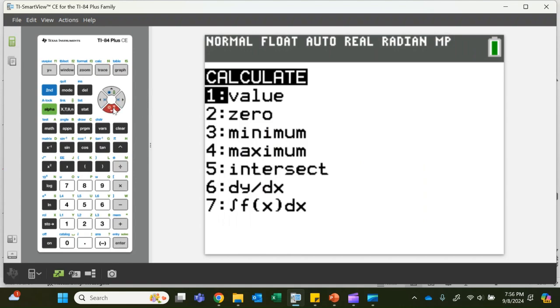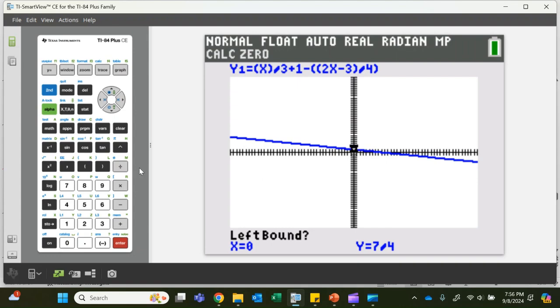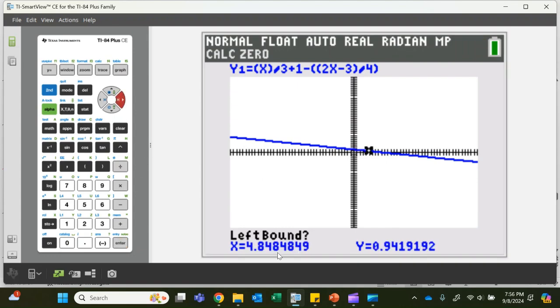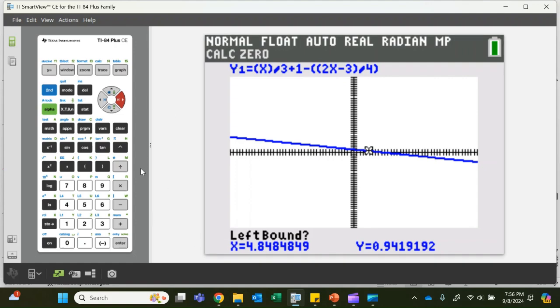Okay, then we're going to calculate the zero. In order to calculate the zero, you have to bound to where it crosses the x-axis on the left. So it says left bound, question mark. I'm going to go left to where it crosses the x-axis. I'm going to hit enter. It'll draw you a boundary.